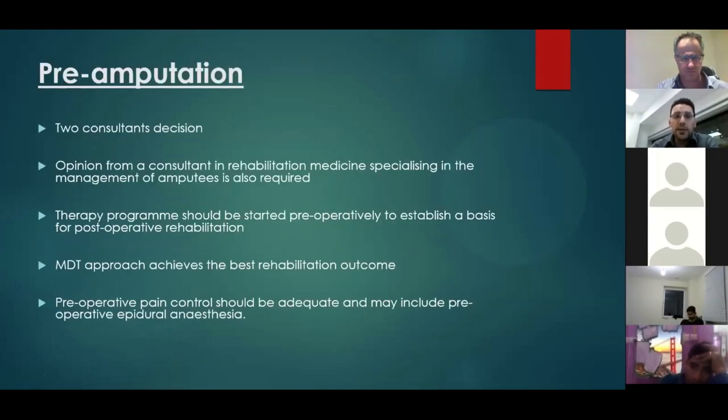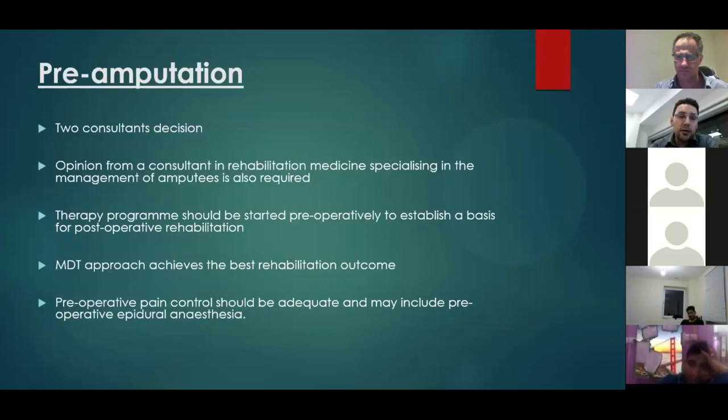So the amputation itself, you can classify into 3 phases: pre-amputation, the surgery itself, and post-amputation. It's like what we do when we're planning for any surgery. For example, knee arthroplasty, you plan the surgery: preoperative, intraoperative, and postoperative.